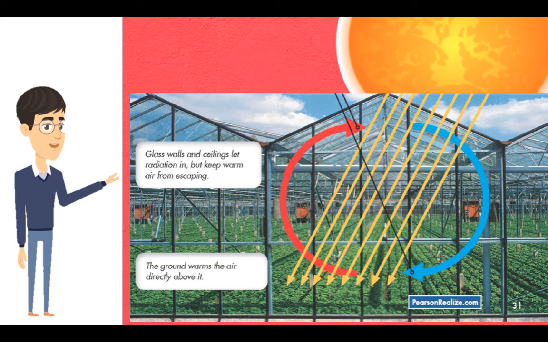In this picture, you can see that the sun gives off radiation to the plants. It passes through the glass walls and ceilings, but the air is kept from escaping inside. Likewise, the ground warms the air above it. You can see here that convection also takes place. Which do you think is the arrow from the warm air? You're definitely correct. The red one. The blue one is for cool air that sinks.